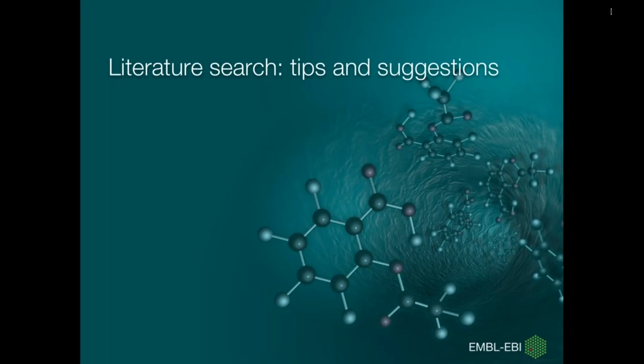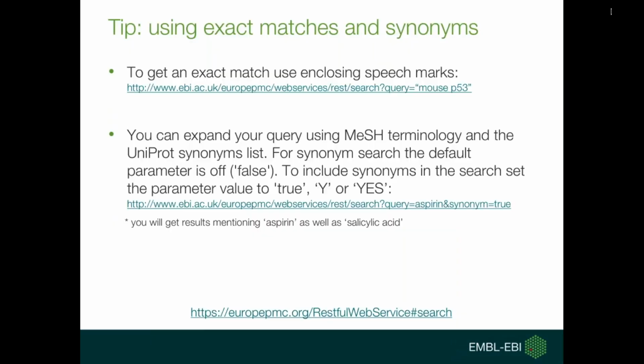But first, we would just like to spend a couple of minutes on some tips and suggestions that we think can help you when conducting a literature search. For instance, we can refine our search to get an exact match for the combination of the keywords we used. To do so, we need to enclose our query in quotation marks. This will eliminate any entries that only mention one of the search terms from our results. It makes our search more stringent, but also more precise.